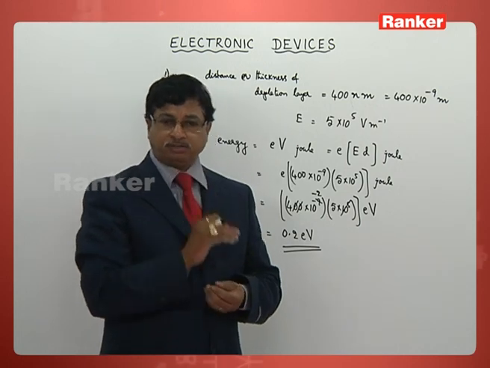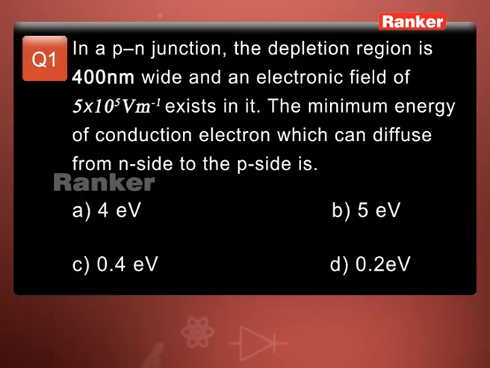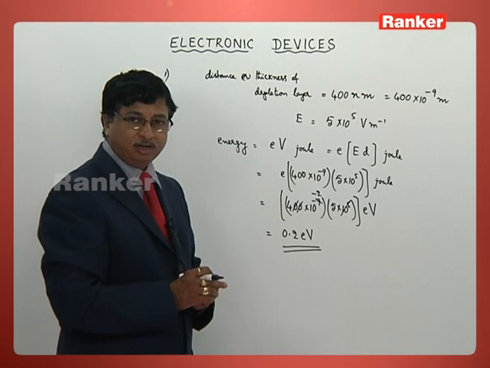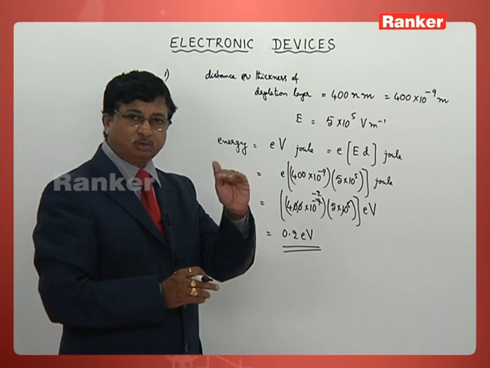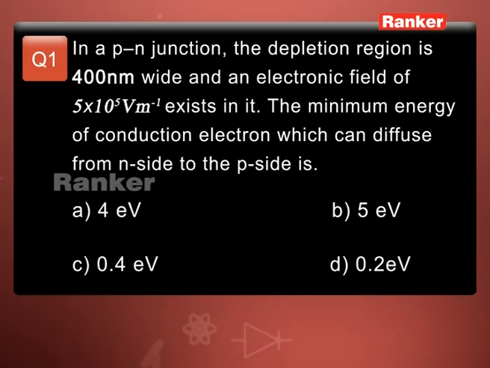So what we should understand here, you look at, the first option is given 4 electron volt, the second option is given 5 electron volt, the third option is 0.4 electron volt, and the fourth option is given 0.2 electron volt. So the calculated value we have got here is exactly in coincidence with the fourth option which has been provided to us in the problem. Therefore, we can say the correct answer is going to be D here.